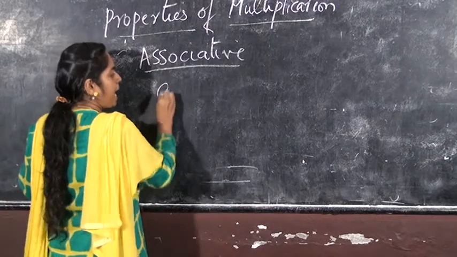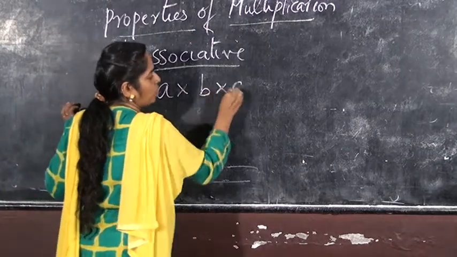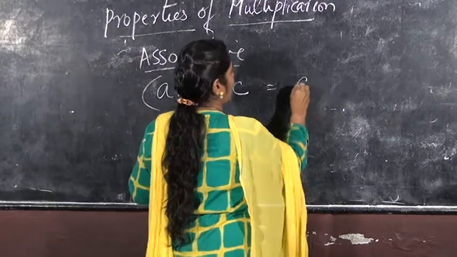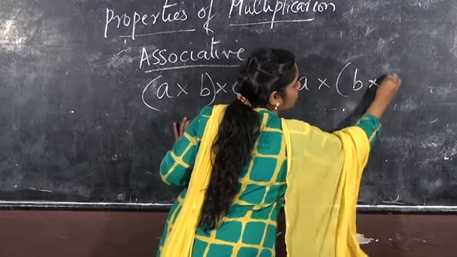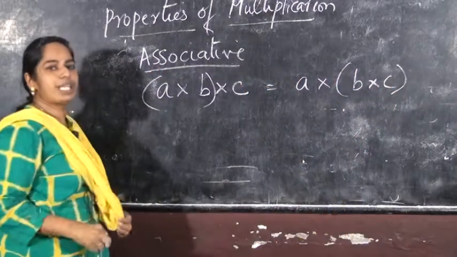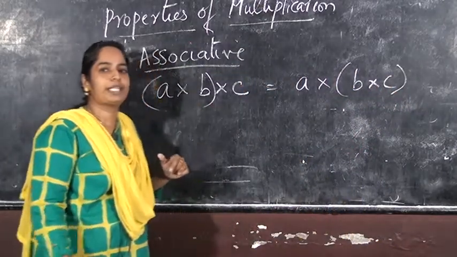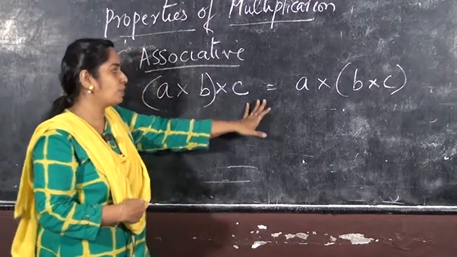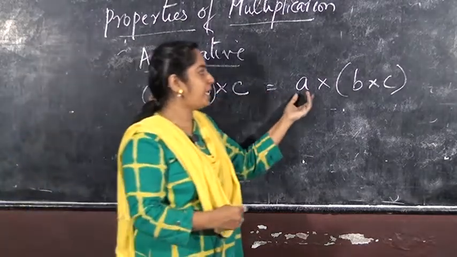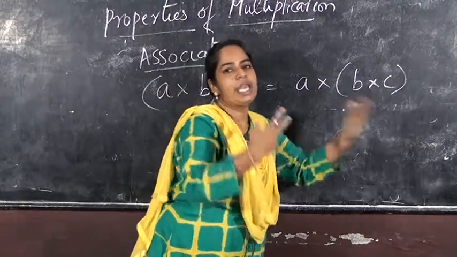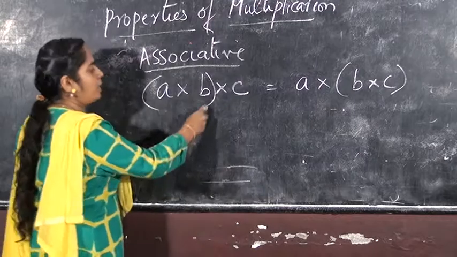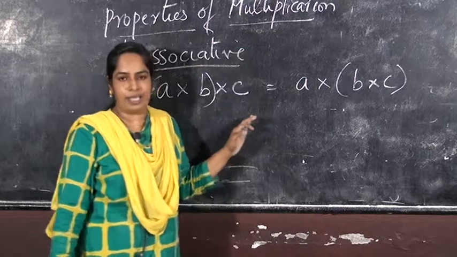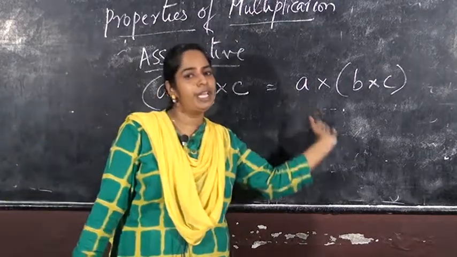So here a into b into c. We can multiply a into b, then into c. It will be equal to a into b into c. This is the associative property. This is another property, that is the associative property. A into b in one bracket and again we multiply by c, and again a outside and b into c in the bracket. So a into b into c is equal to a into b into c. You understand, the same thing you have studied in addition also.